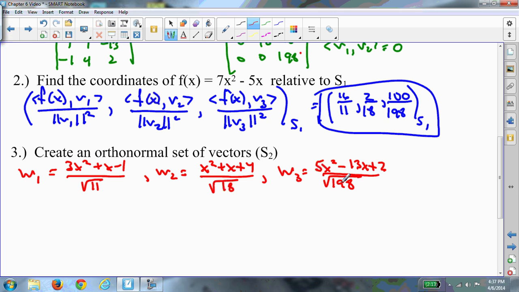By the way, I realized I could have just made the basis vectors 1, x, and x squared. I was just trying to pick something easy to do Gram-Schmidt. Alright, so that would be my orthonormal set of vectors.